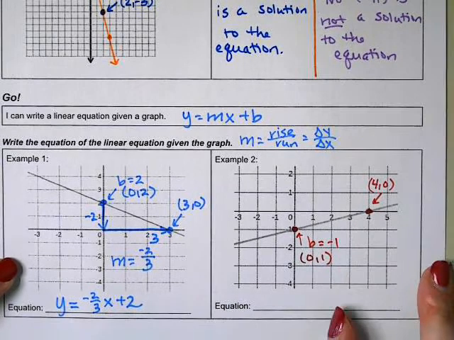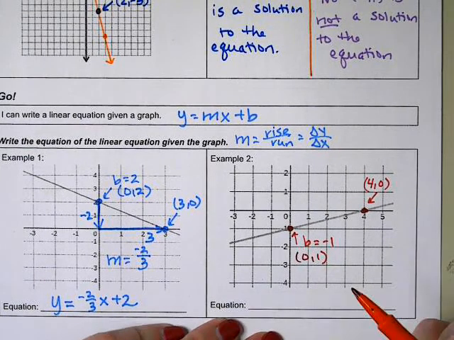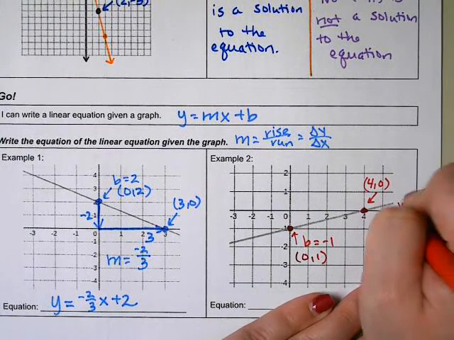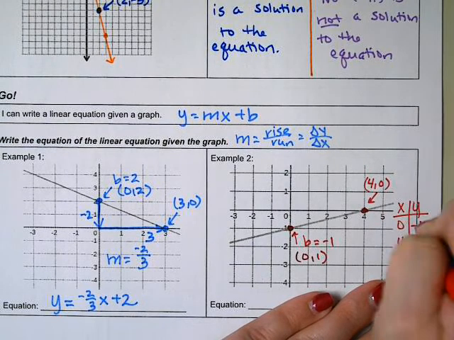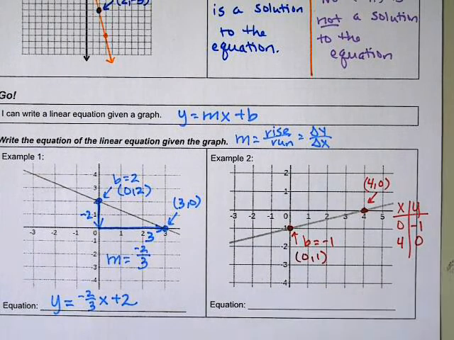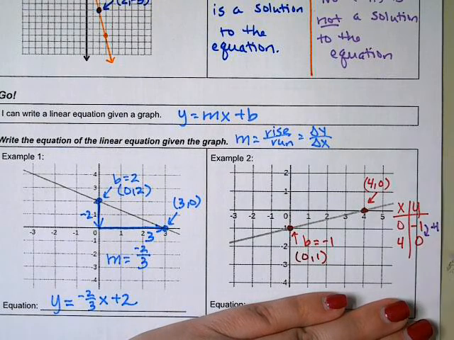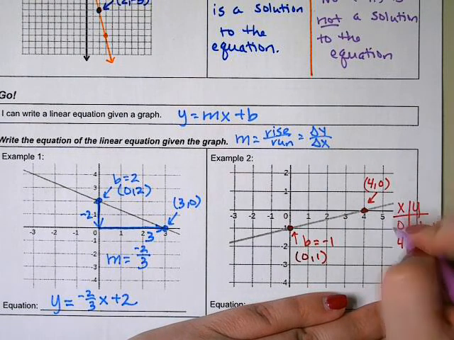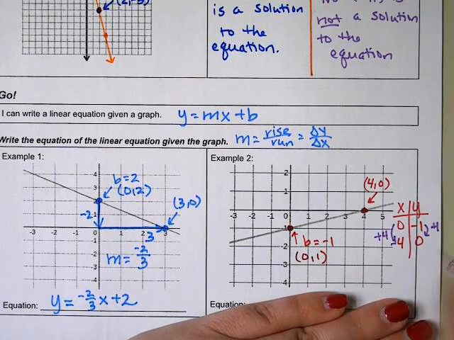Instead of doing rise over run, I'm going to show you guys really quickly how to make that table and do the change in y over change in x, just as a quick review. So if I make my table, I have the point (0, -1), and I have the point (4, 0). So change in y means what's happening to the y values. I went from -1 to 0, which means I had to add 1. And then change in x means what are you doing to the x values? I went from 0 to 4, which means I had to add 4.